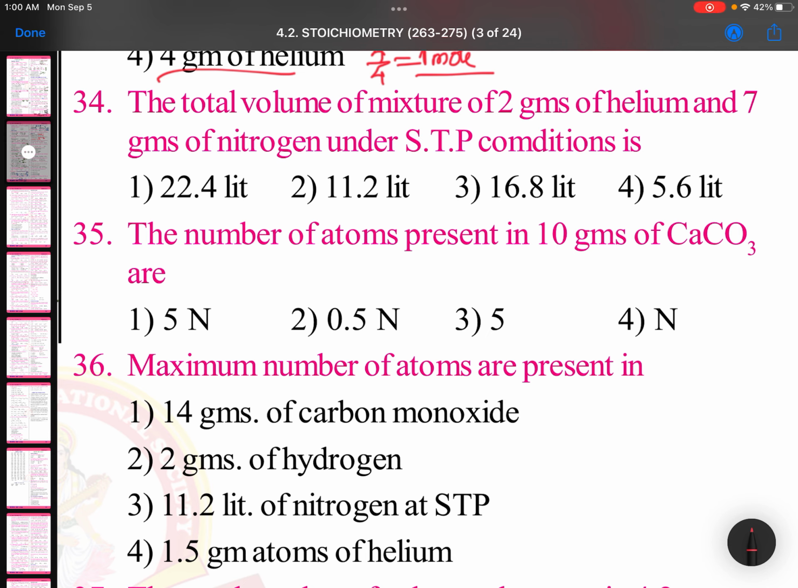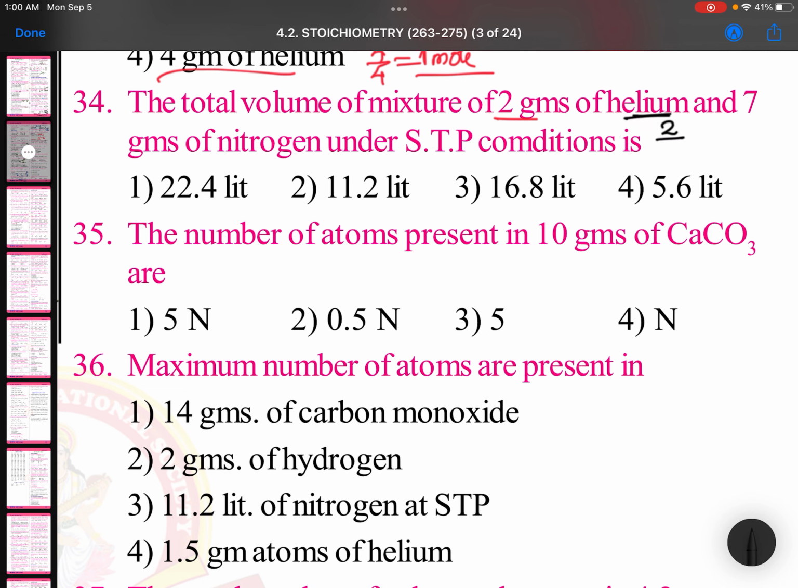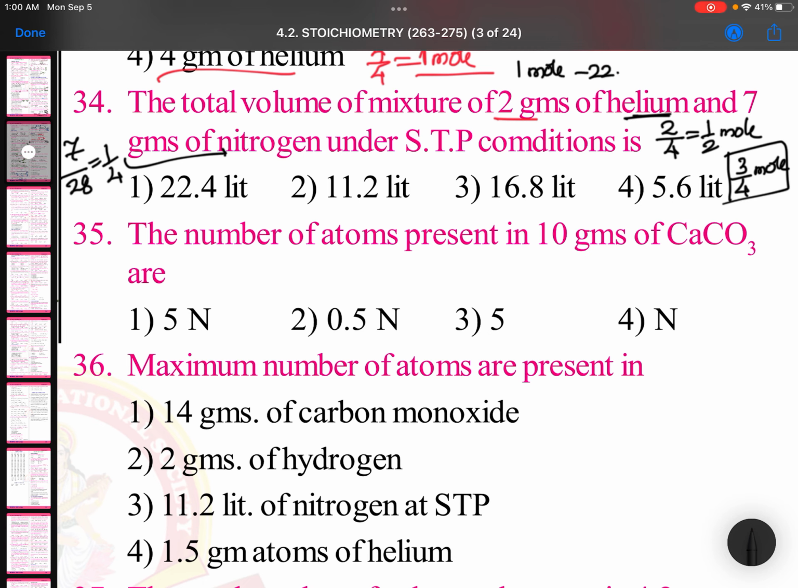Total volume of a mixture of 2 grams of helium and 7 grams of nitrogen under STP conditions. 2 grams of helium is 2 by helium's atomic mass 4, so 1 by 2 moles of helium. 7 grams of nitrogen, 7 by 28, 1 by 4 moles of nitrogen. So total moles will be 3 by 4 moles. As we know, 1 mole occupies 22.4 liters, so 3 by 4 moles occupies 16.8 liters.